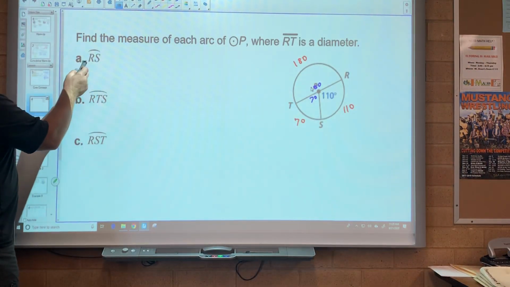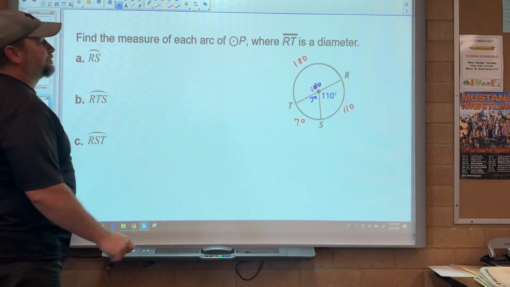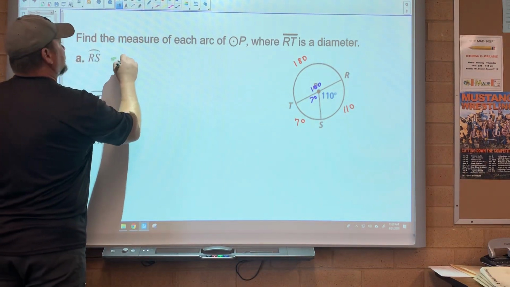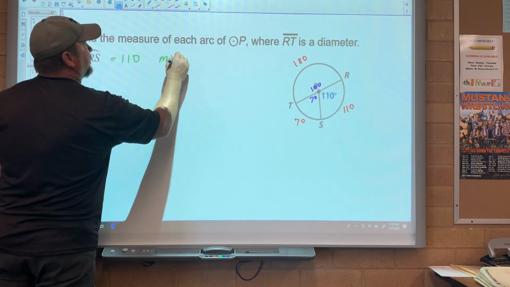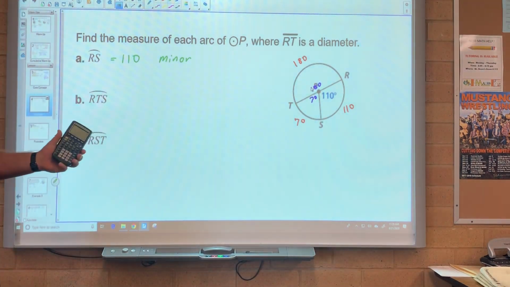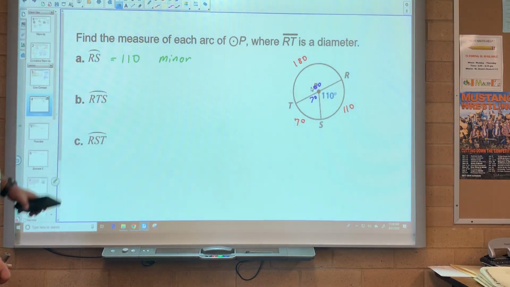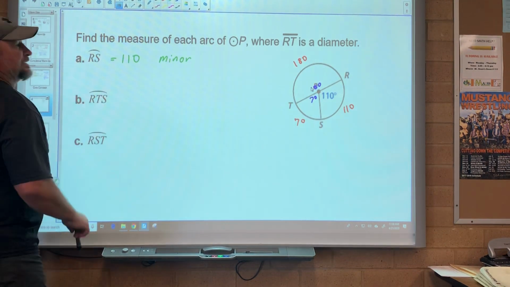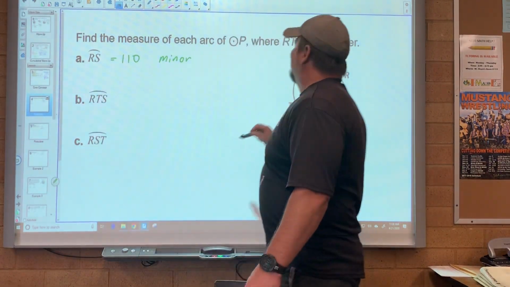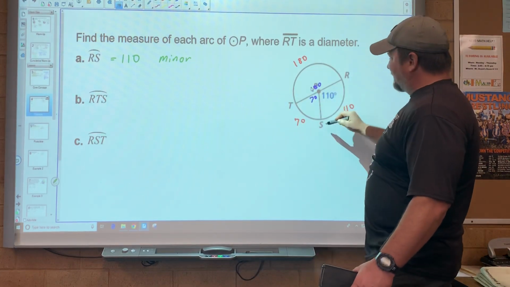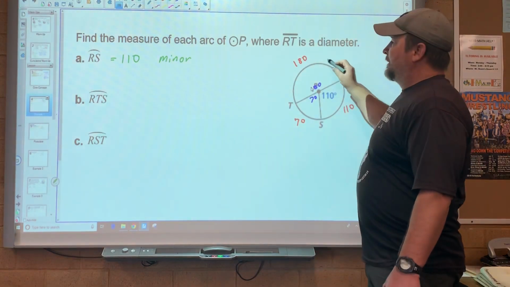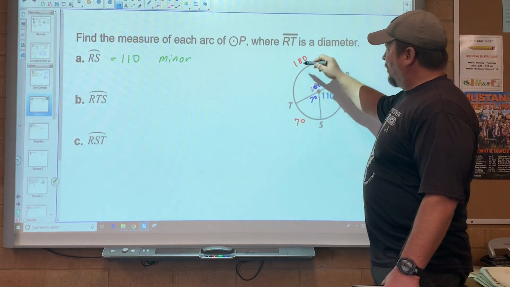Find the measure of arc R to S. Well, it's 110. We would call that minor. And I really want you to start doing that just in your head, even if they don't ask for it. Say what it is. Okay, let's follow the letters. RTS. So they obviously want us to go, that's what I was talking about a minute ago, the long distance. So notice I didn't go R to S that way, I went R to S this way. But here, because there's 3 letters, I follow the letters. R, T to S.